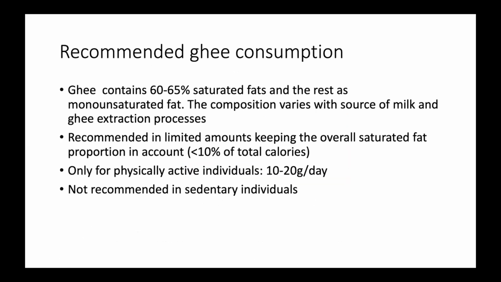So what they found is why it is so: because ghee contains 60 to 65% saturated fat, and we already know that the saturated fat from dairy milk is odd chain fatty acids, and the rest is monounsaturated fat. And this composition obviously can vary depending on the source of milk, whether it's cow milk or buffalo milk, and so on.